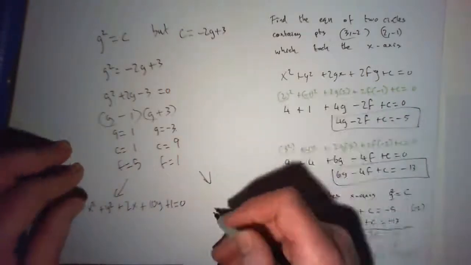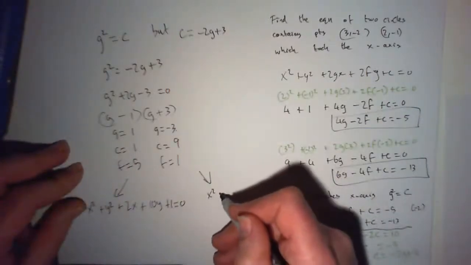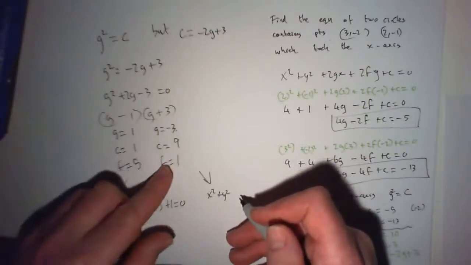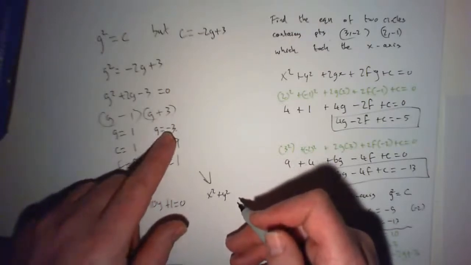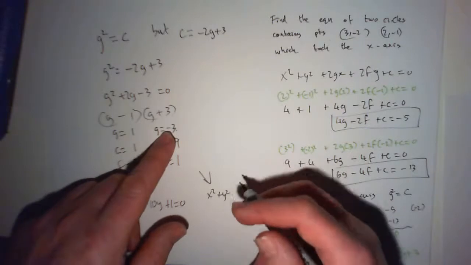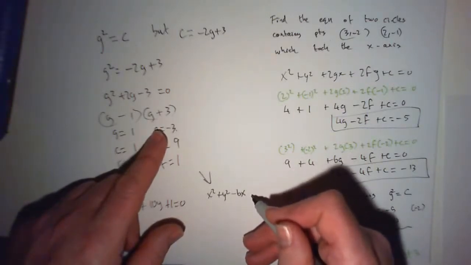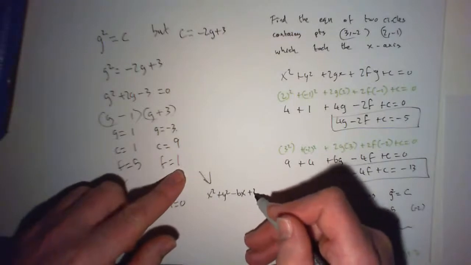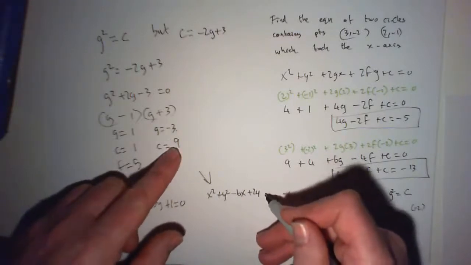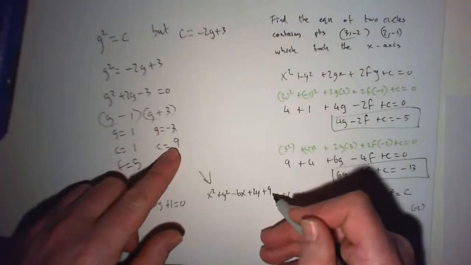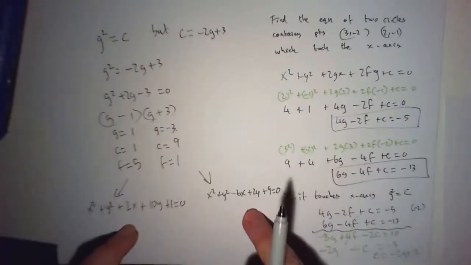And if it's this one, it's going to be a tougher one. It's going to be x squared plus y squared plus minus 2 times 3, minus 6x plus 2y plus 9 equals 0. So there's your two possibilities.